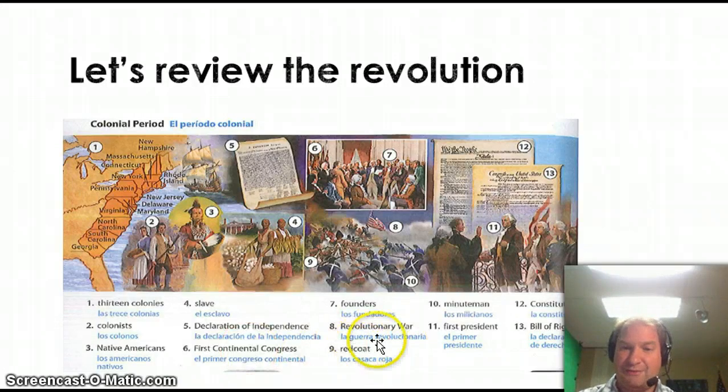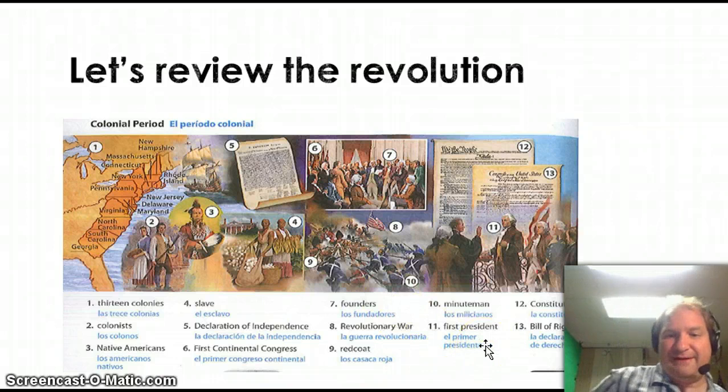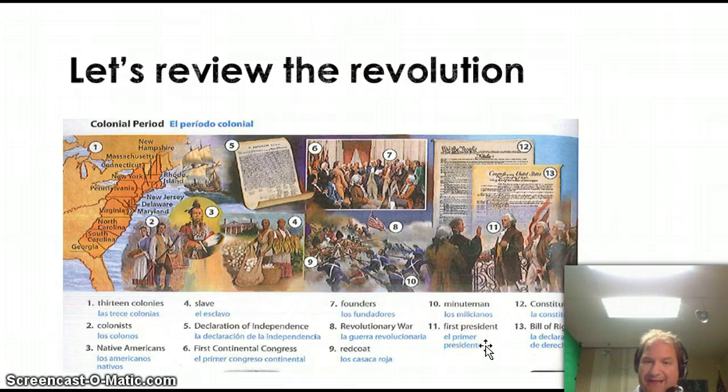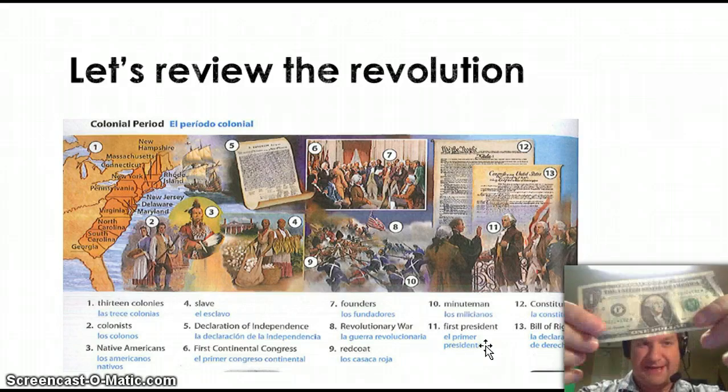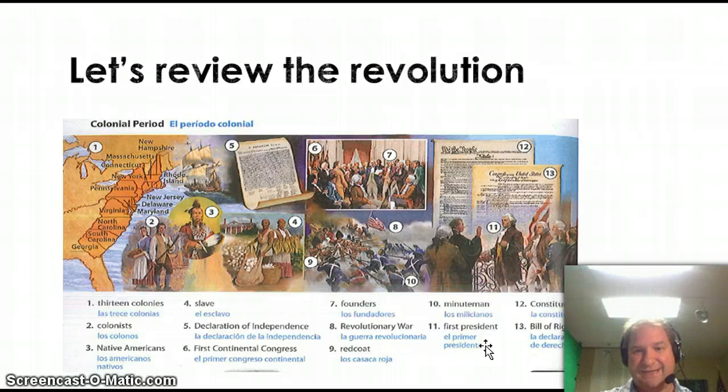We're going to fight La Guerra Revolucionaria to break free, the Revolutionary War. Redcoats, those are guys for England. If you played the Assassin's Creed game in colonial America, you killed lots of those guys. Minutemen, those are guys fighting for America. They can drop everything, grab a weapon, ready to fight in under a minute. El Premier President, that's going to be George Washington. That's why to this day, if you look on your $1 bill, I hope I have one. Yes, I do. That's him, George Washington.